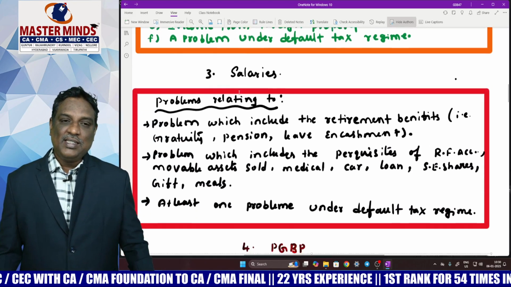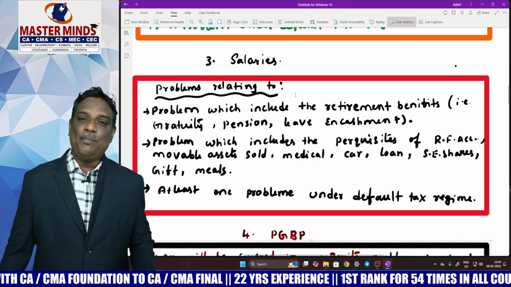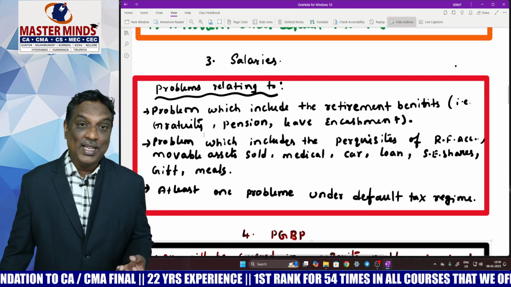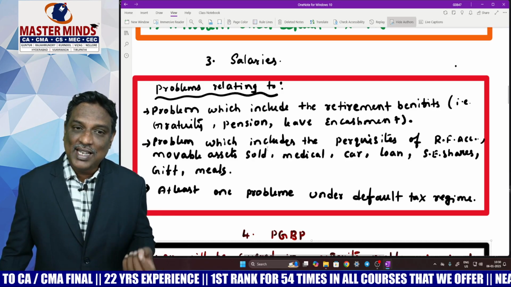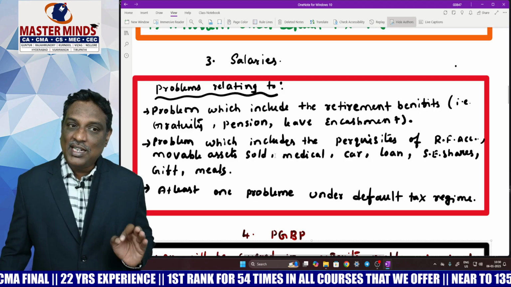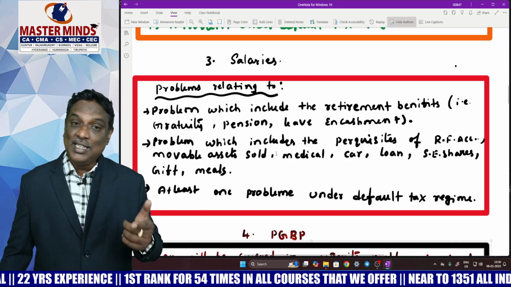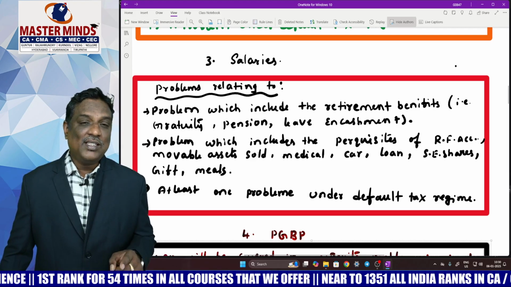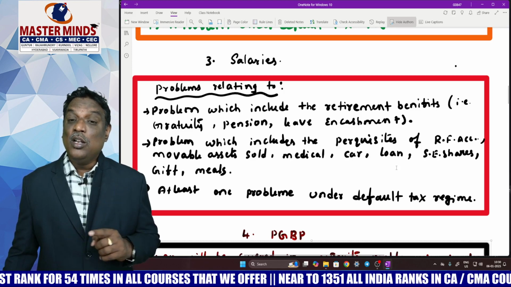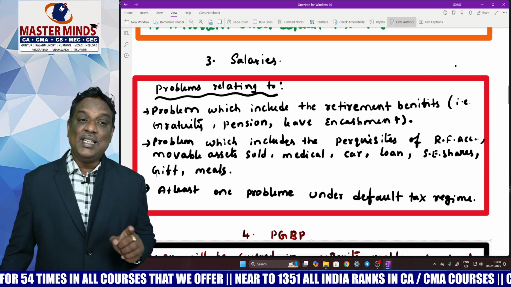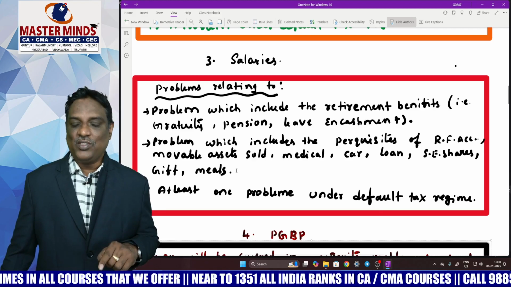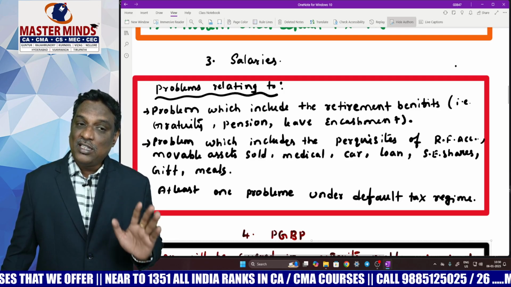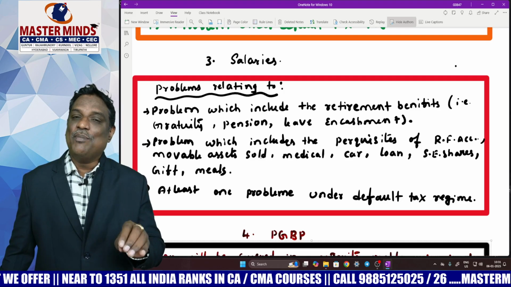Okay. Next one is salaries. My dear students, prepare at least 5 to 6 problems which involve all these important perquisites. These are the perquisites which are very important in the salary head. Compulsorily, you have to concentrate more on problems that involve these perquisites. Number 1 is rent-free accommodation, then movable assets sold, medical facility, car, loan, interest-free loan, sweat equity shares, gift and meals, and LTC also. These are the very important perquisites. Compulsorily prepare at least 2-3 problems which involve the following perquisites.